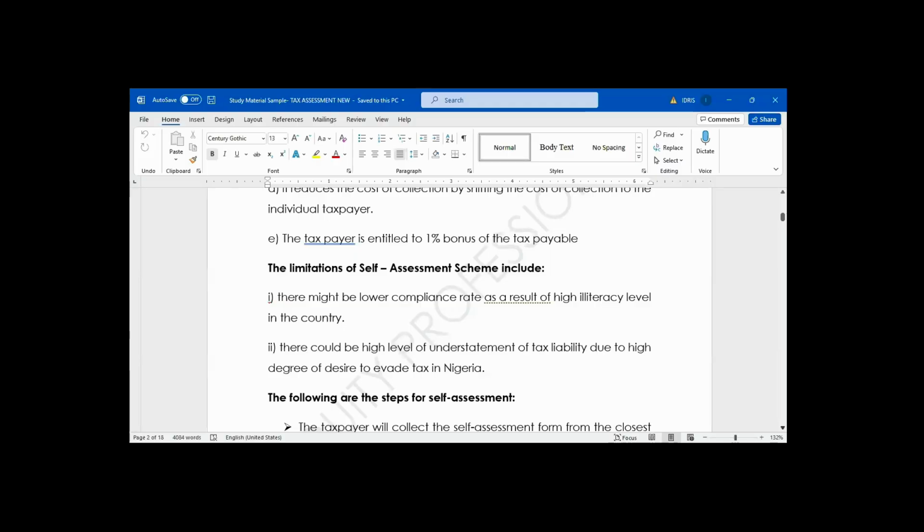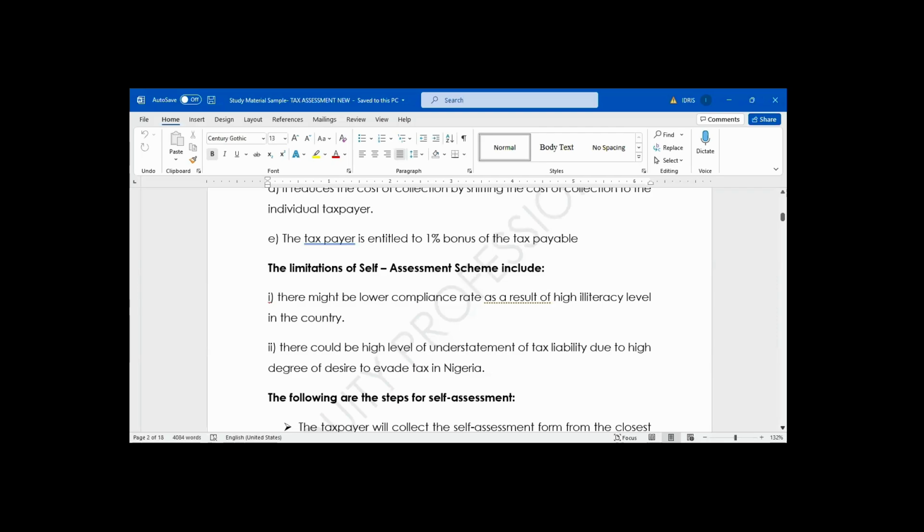Most especially those in the informal sector, one-man business, sole trader, artisan, these people doing their own business, you understand? They will not know how to compute their tax by themselves, and you say they should be computing tax based on self-assessment. Some of them may not have money to engage tax consultants. So there will be low compliance rates.